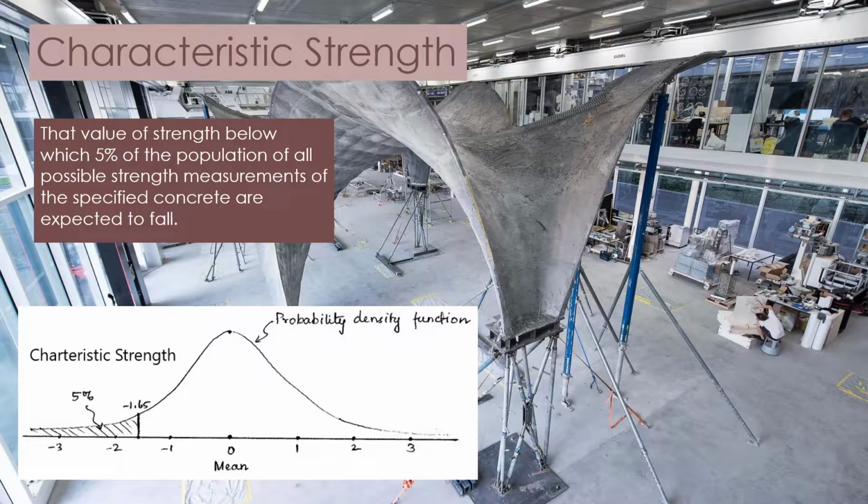Characteristic strength: the value of the strength below which 5% of the population of all possible strength measurements of the specified concrete are expected to fall. This is called the characteristic strength. This is the definition of the characteristic strength.